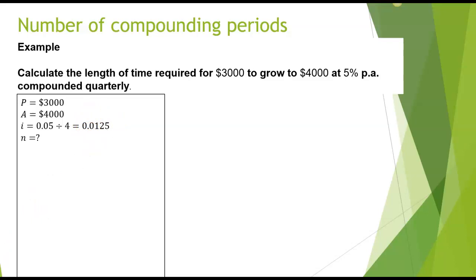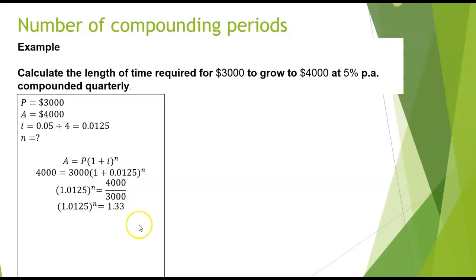And we have to work out what n is. So substitute in to my formula. So if I divide both sides by 3,000, I get 4,000 over 3,000 equals 1.0125 to the power of n, and n's what I have to find. So this is going to be 1.333 recurring when I simplify that. So now I have to find what value of n will give me 1.33.